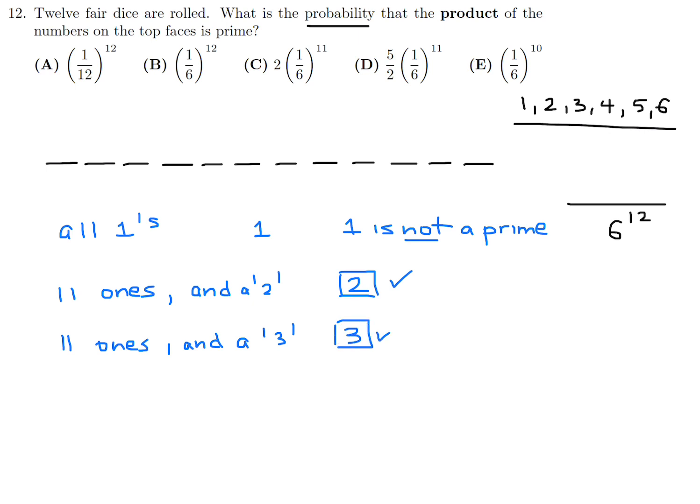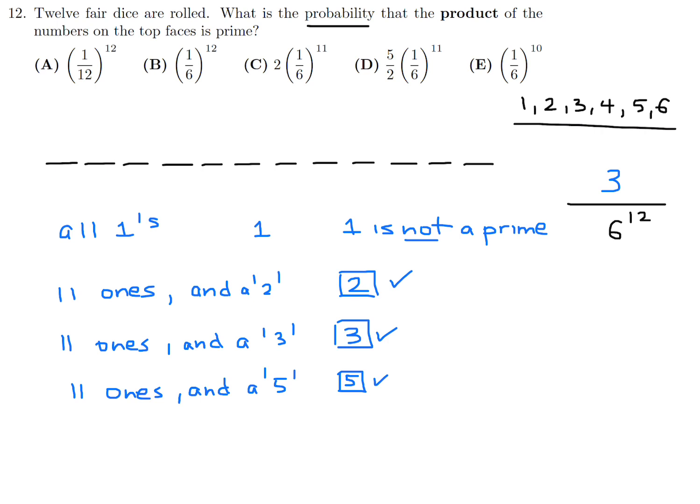That also works. 4 won't work because 4 is not a prime, right? 4 is divisible by 2. 5 works. 11 1s and a 5. And 6 won't work because 6 is not a prime. It's divisible by 2 and 3. So I've got 1, 2, 3. 3 over 6 to the power of 12.